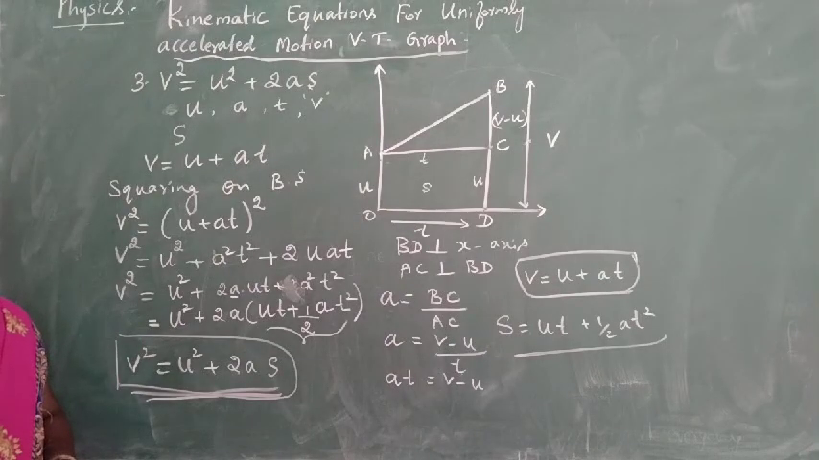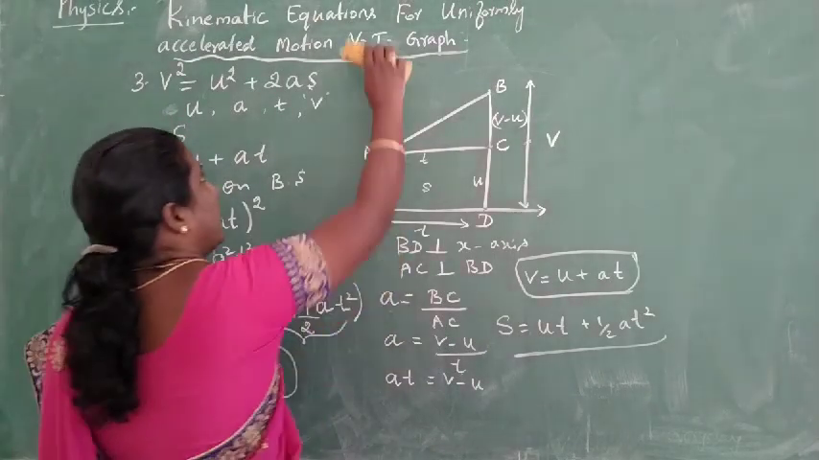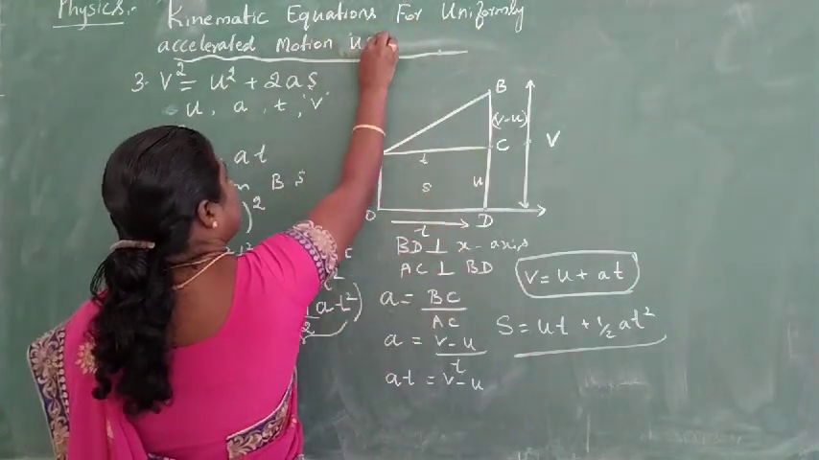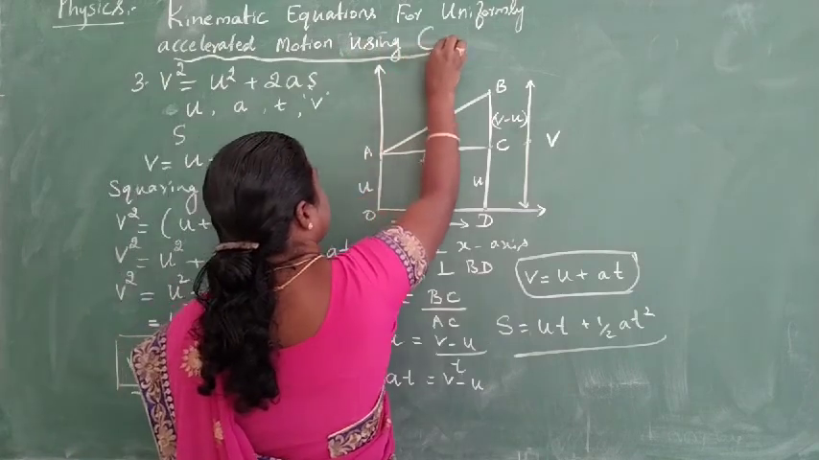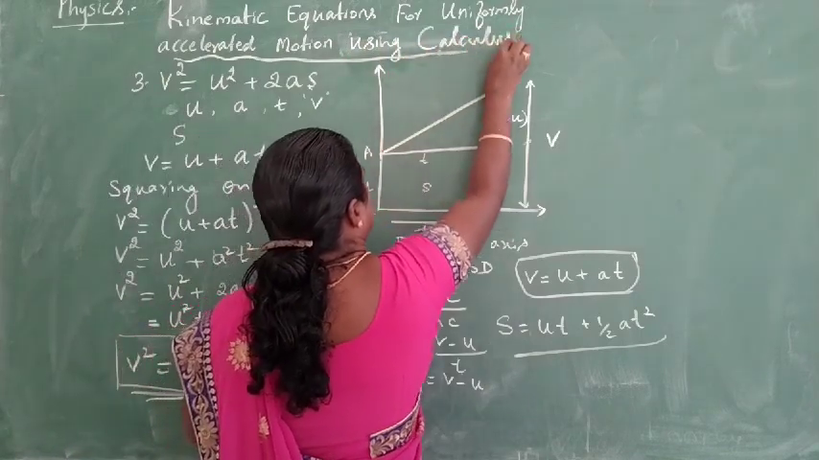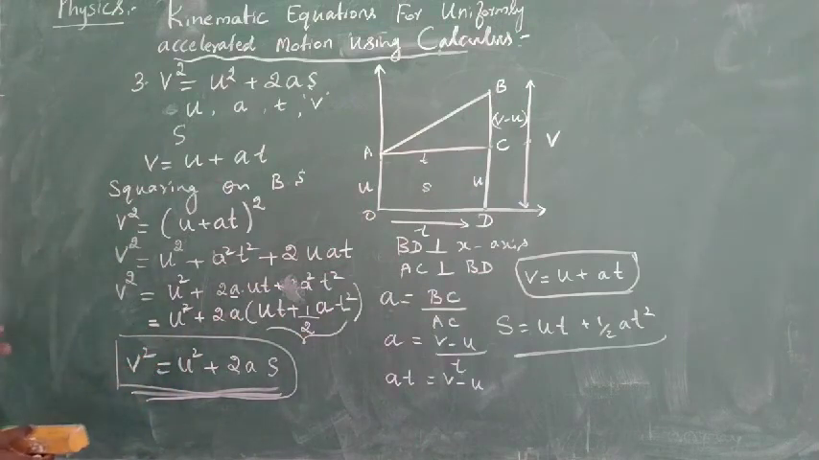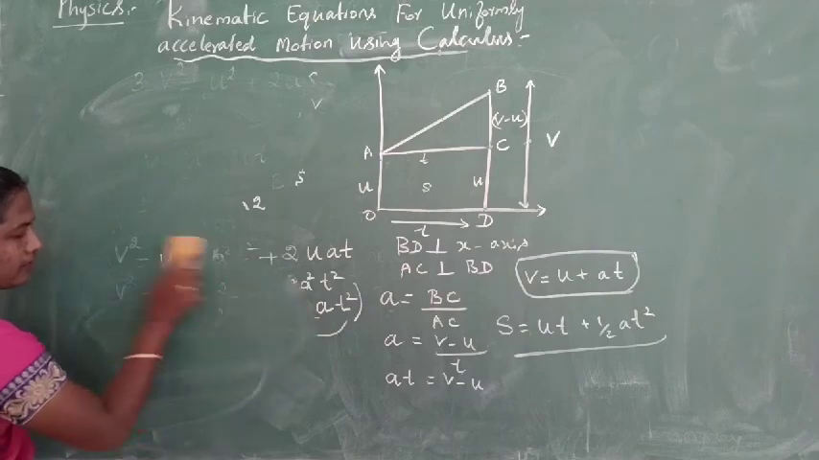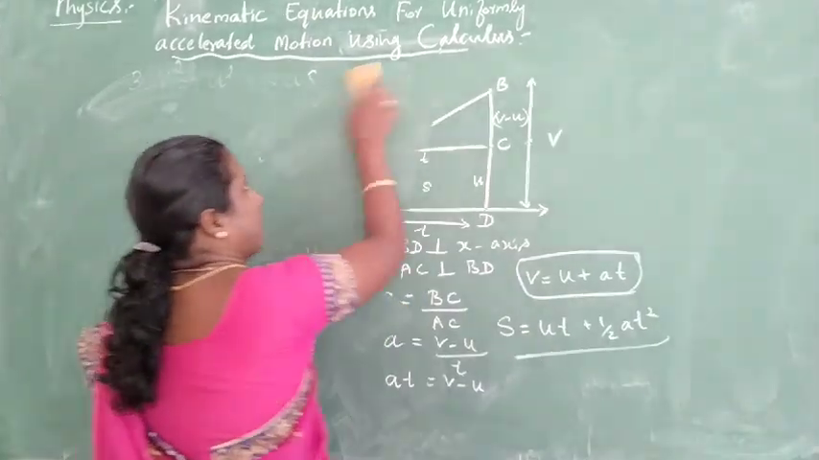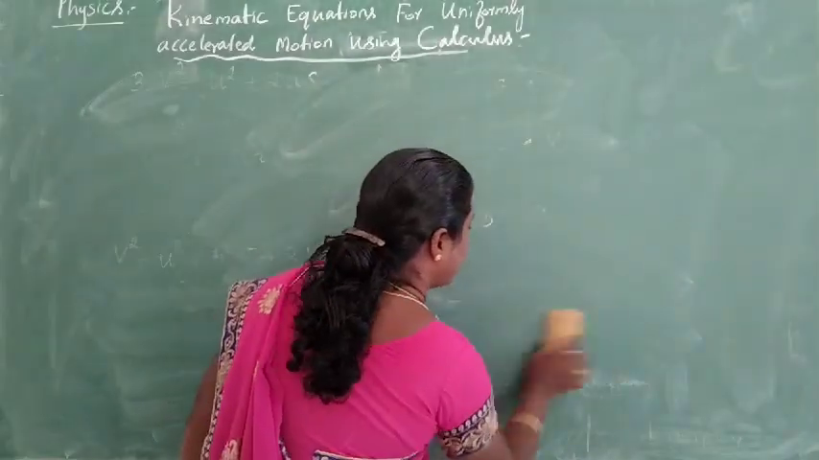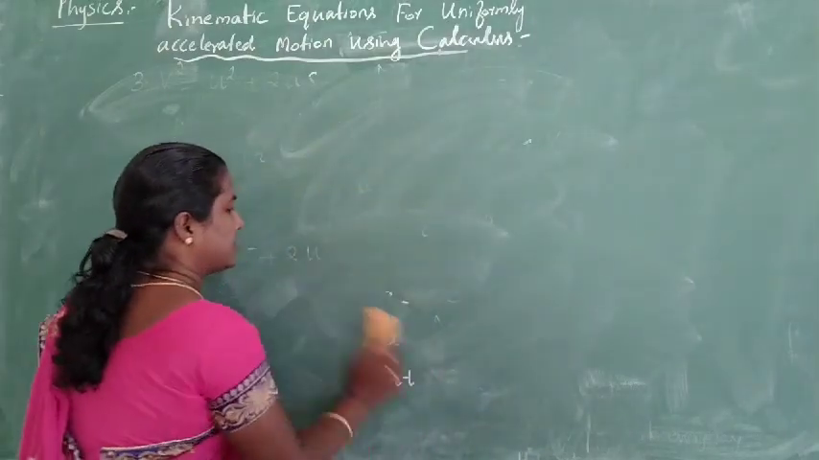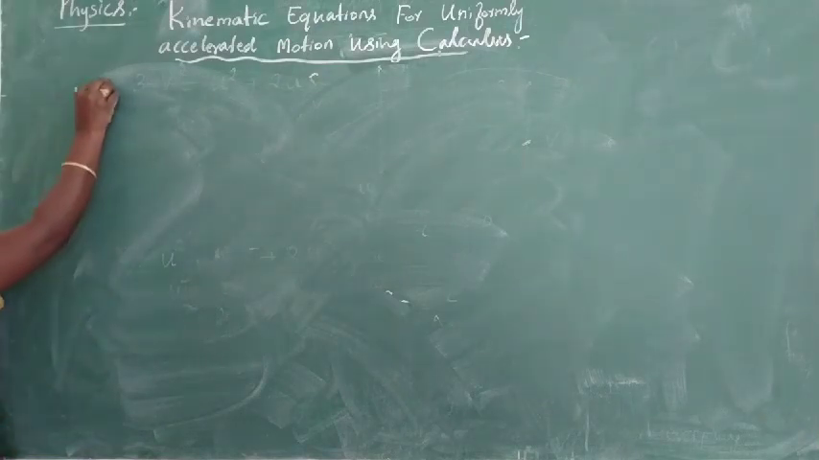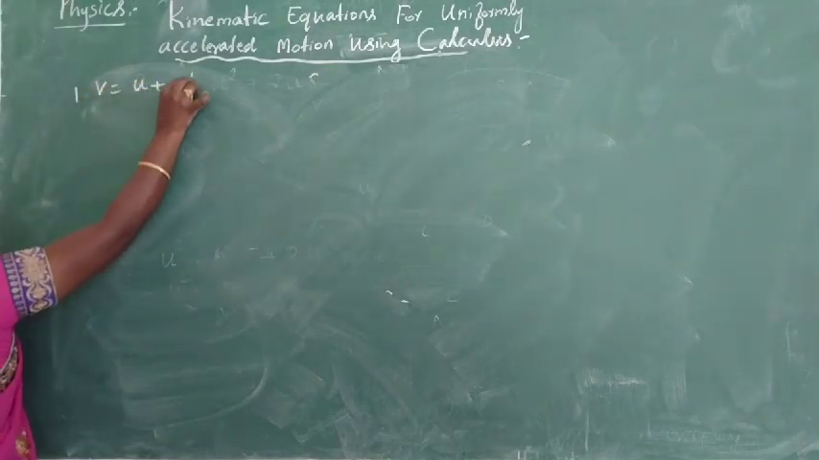Next, let us move to the next one: accelerated motion using the calculus method. This is the third one, calculus. These three derivations we derived by using the VT graph. Now let us derive by taking the mathematical calculus method. First we derive the first equation of motion. What is the first equation of motion? It is v is equal to u plus at.